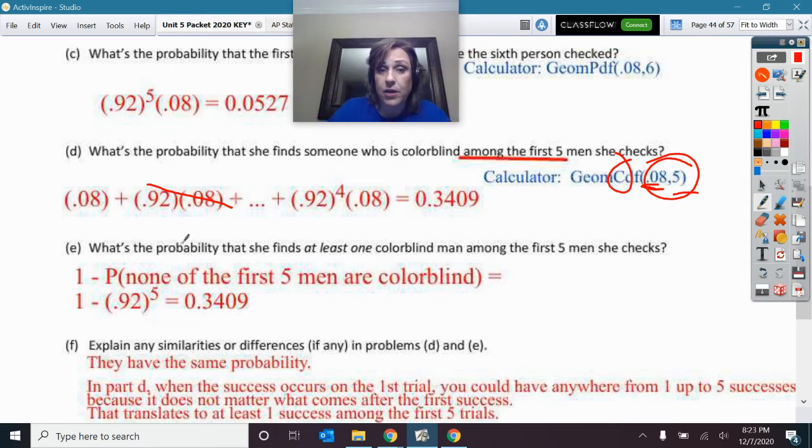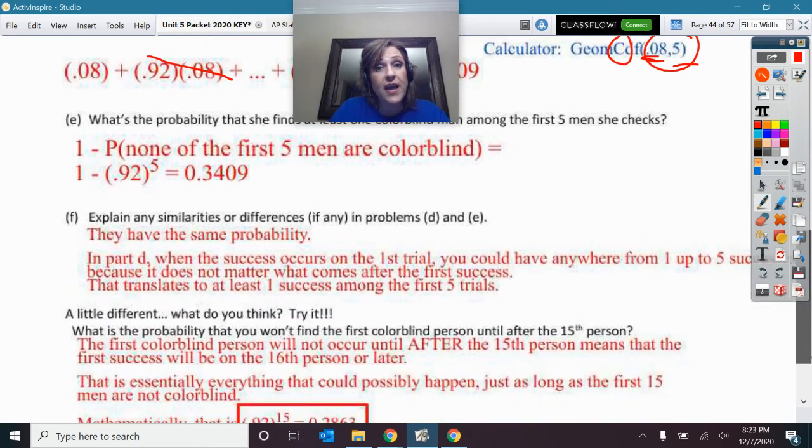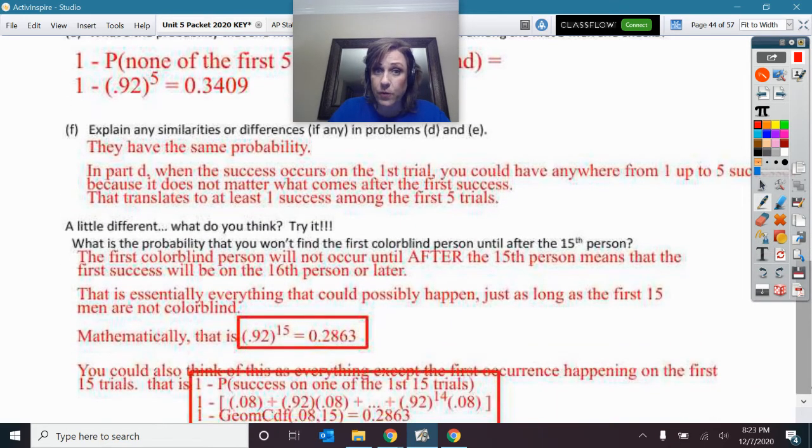All right. Now, some of you might have thought of this whenever you read this. She finds someone who's colorblind among the first 5. So some of you might have thought that that means really she's finding at least one. Okay. So that's everything except for none of the first 5 being colorblind. And so look at that. They came out to be the same probability. So here we see that we've got multiple ways that you can think of the same situation.